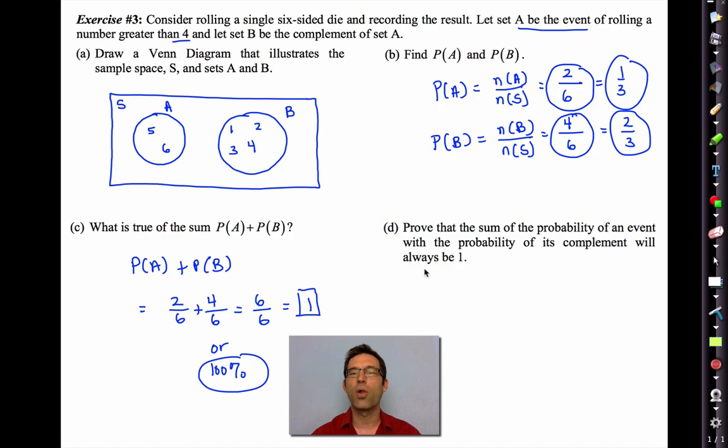Now, letter D says, prove that the sum of the probability of an event and the probability of its complement will always be 1. So, whenever you add the probability of an event with the probability of its complement, you will always get 1. All right? Now, how would you go about proving that? How would you go about explaining that? Pause the video now and think about this sum.